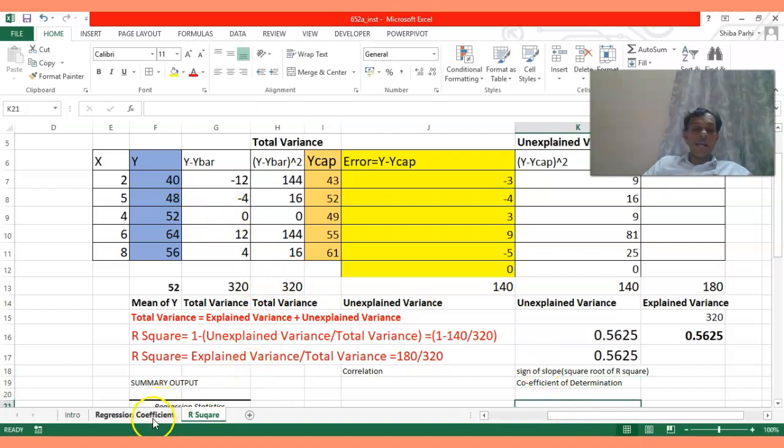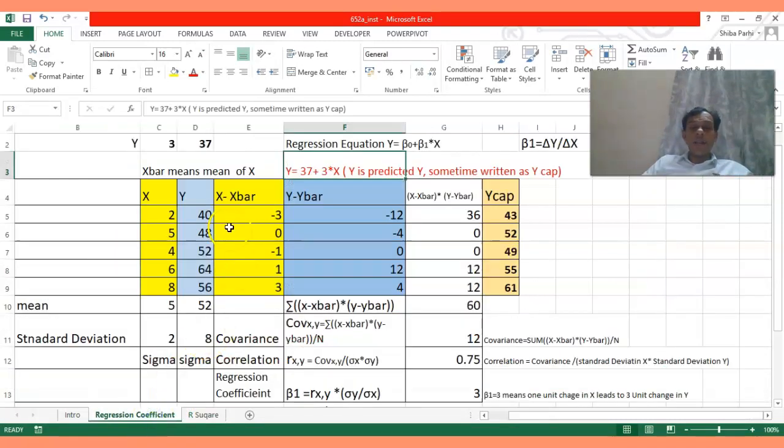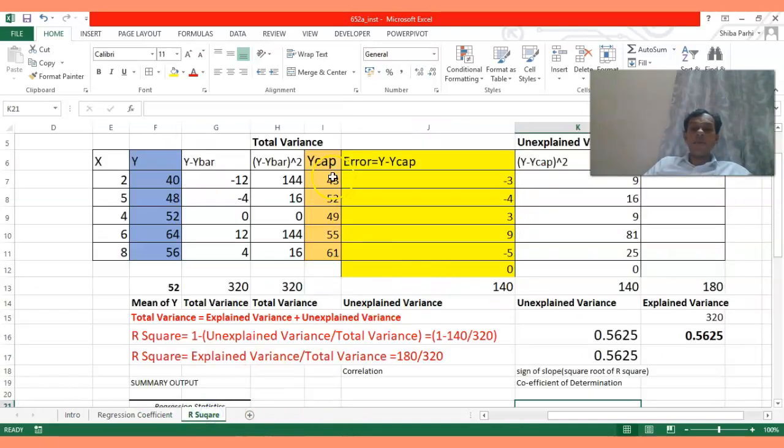Last time we understood how to calculate the regression equation from the data, and we gave the steps, and from that we calculated y cap. Once you calculate y cap, on the basis of y cap you can find out r square. Whether it is multiple regression or simple regression, r square is always calculated on the basis of the predicted y and the actual y.